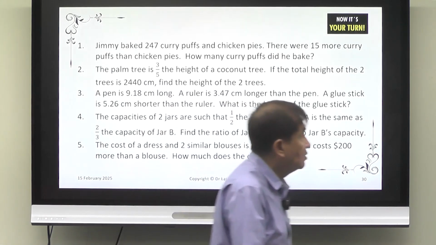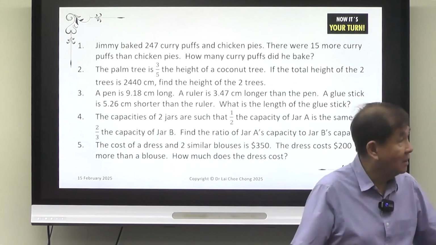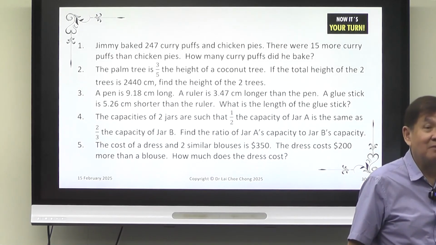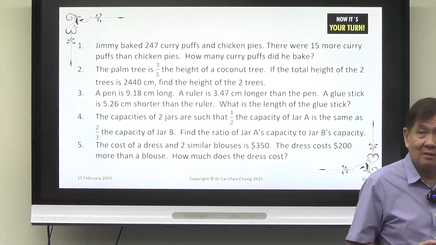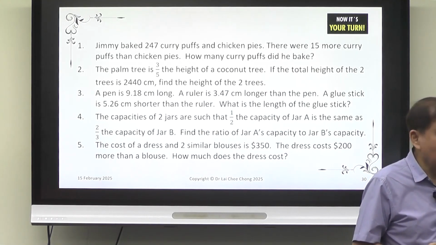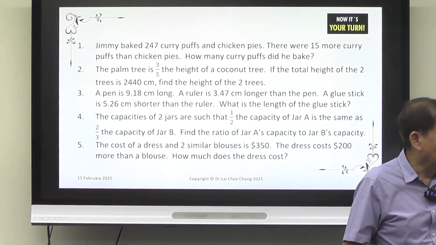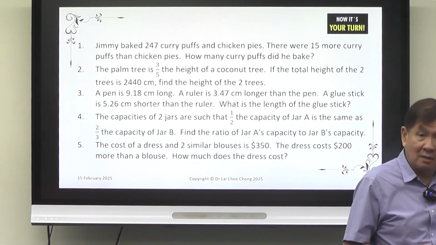Can I take this to be 1 unit? You can also do that. But if you take this to be 1 unit, this one will be what? 1 unit minus 15. You see that? So that's a different way of looking at it. If you take this to be 1 unit, this one must be 1 unit minus 15. Now this is another way of looking at that thing there.